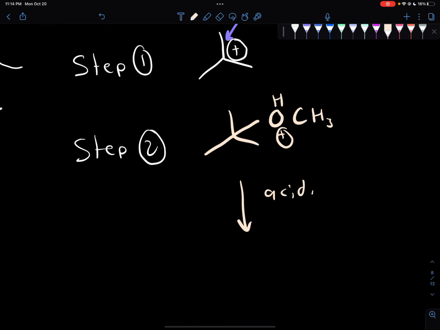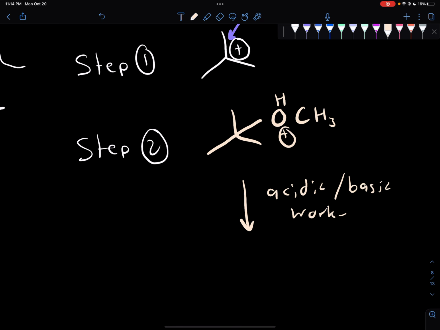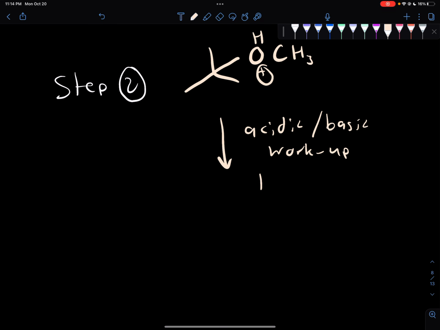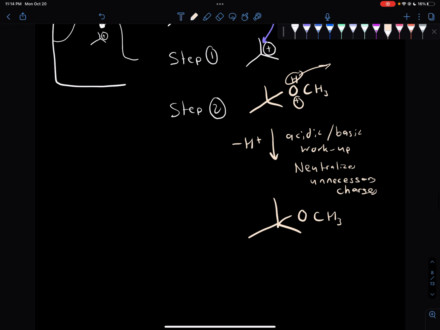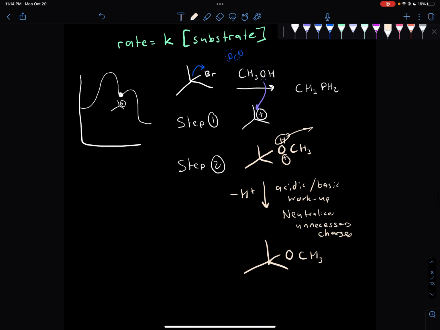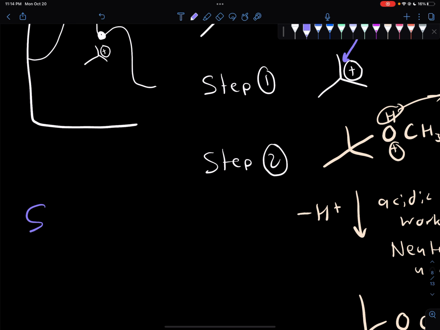You're going to have something called an acidic or a basic workup step. And all that does is it just neutralizes any unnecessary charges. So you don't even have to go into detail on what actually happens. You can just say, oh, this is my product, OCH3, right? That's what you need to know. Sometimes we write it like this, a minus H plus. That just means this H is leaving and your O will be neutral. So that's what happens.